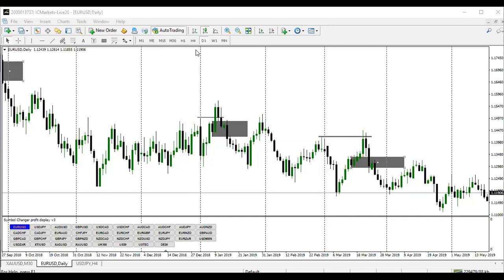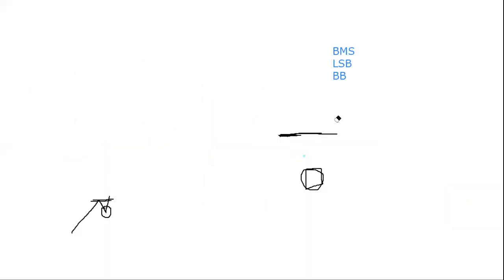Let's mention them. Number 1, beside a breaker, for you to trade a breaker block, you want to see an OB beside it, another block, very, very important. Number 2, you want to see a king OB beside it. Or number 3, you want to see a fair value gap.